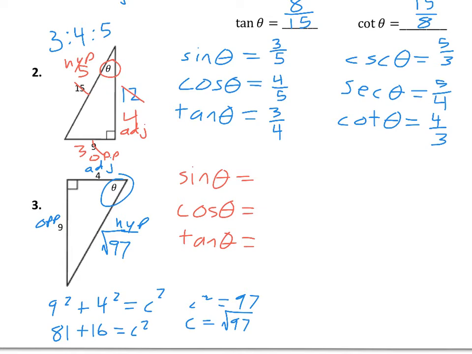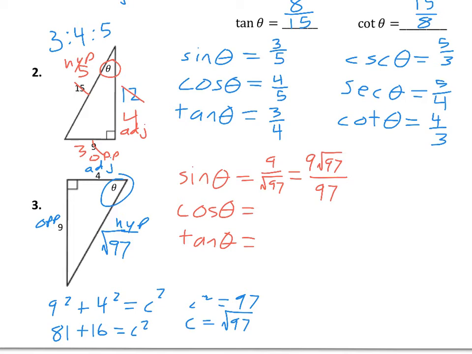Okay, so sine theta is opposite over hypotenuse. You are not allowed to leave a radical on the bottom, so you need to multiply the top and the bottom by that radical. So the top gets multiplied by radical 97, the bottom gets multiplied by radical 97, and the radicals cancel out.